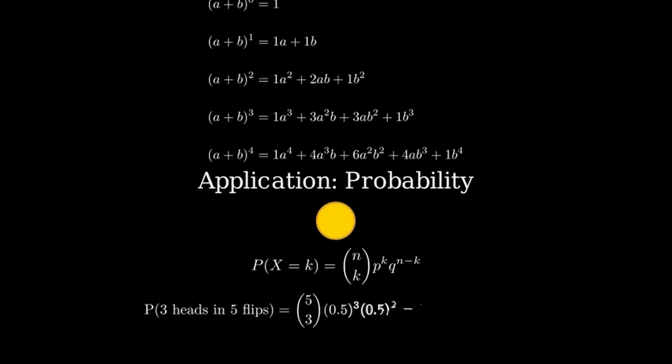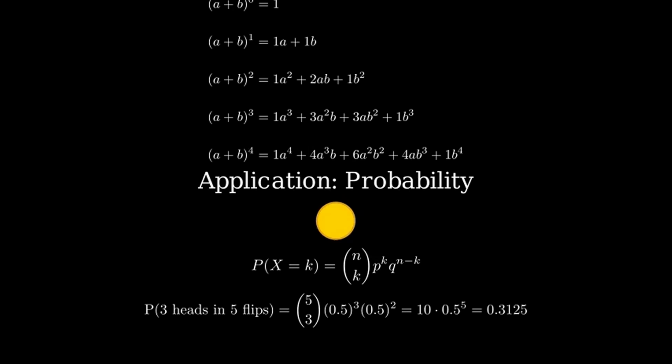For example, if we flip a fair coin 5 times, the probability of getting exactly 3 heads is 5 choose 3 times 0.5 to the power of 3 times 0.5 to the power of 2, which equals 10 times 0.5 to the power of 5, or 0.3125.